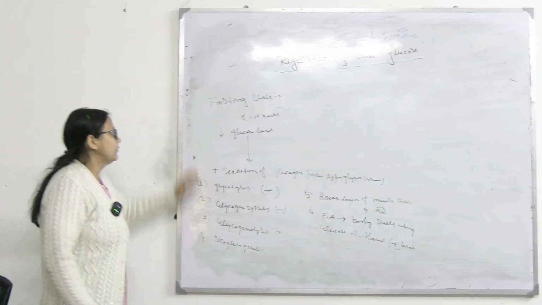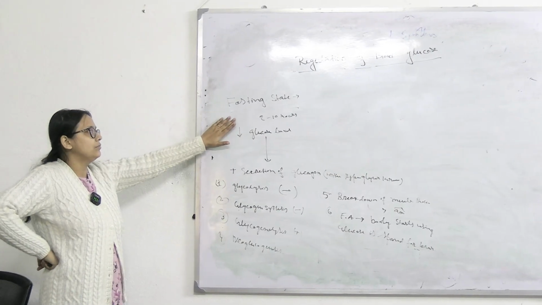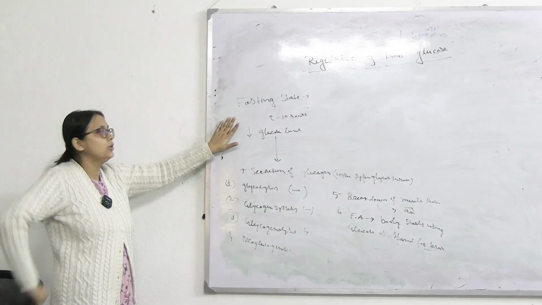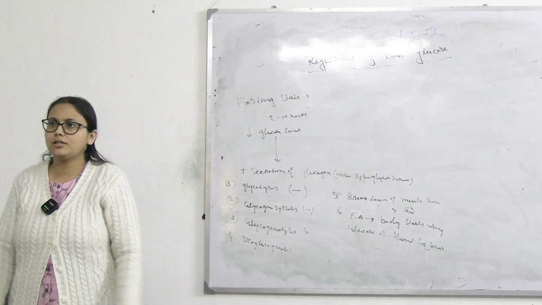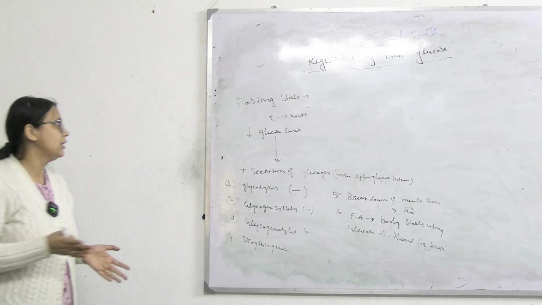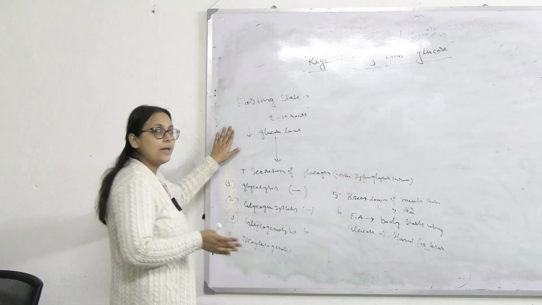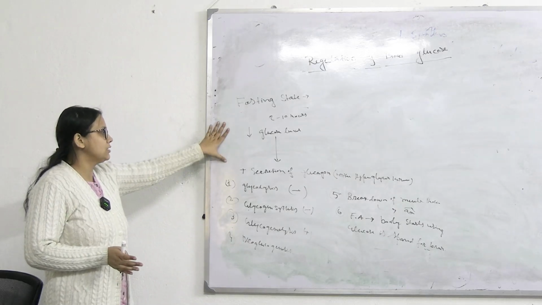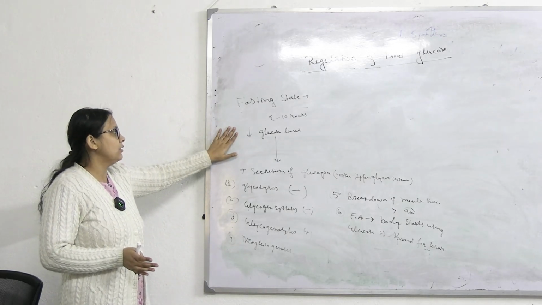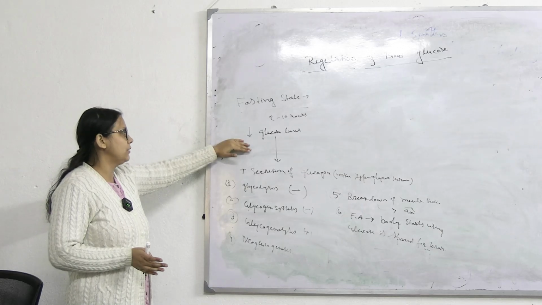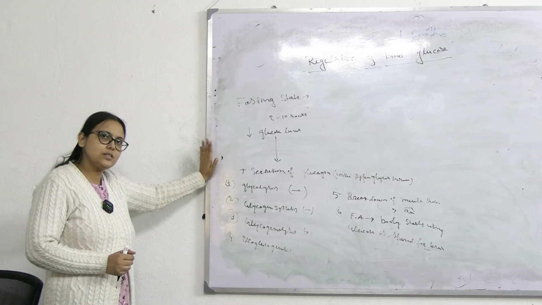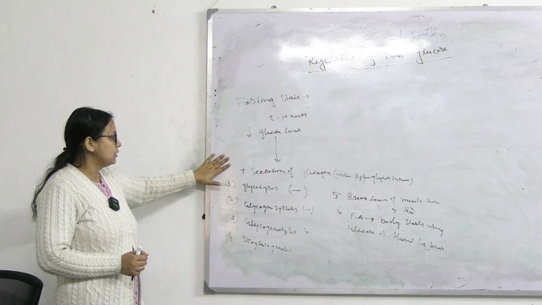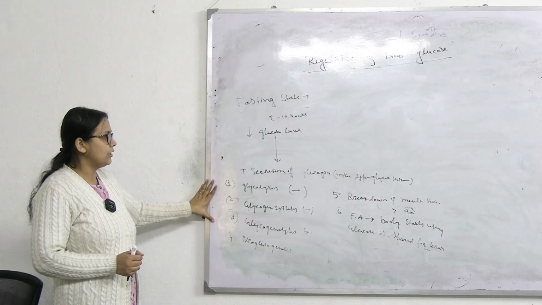So what happens in the fasting state? That means 8 to 10 hours we have not taken food, so glucose level has started falling. Excessive falling is dangerous for our brain and other cells. So there are some mechanisms which will be activated to regulate this blood glucose level. As soon as blood glucose level drops, there is a secretion of glucagon and other hyperglycemic hormones.